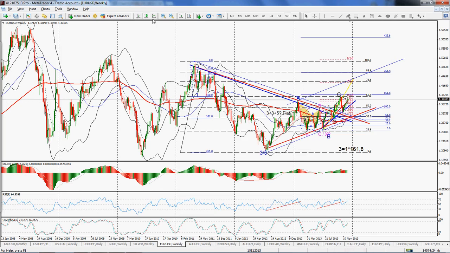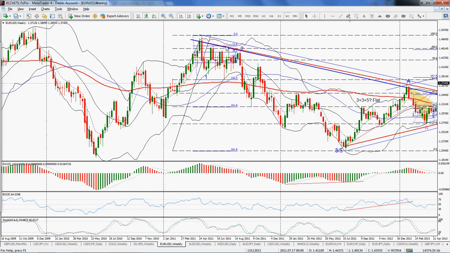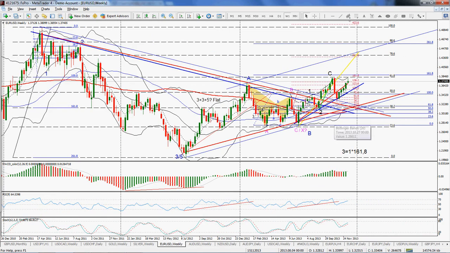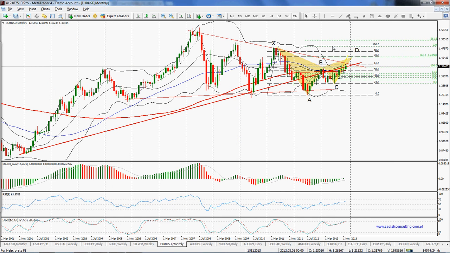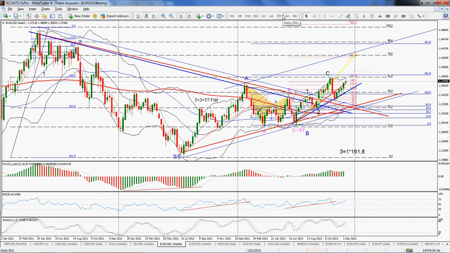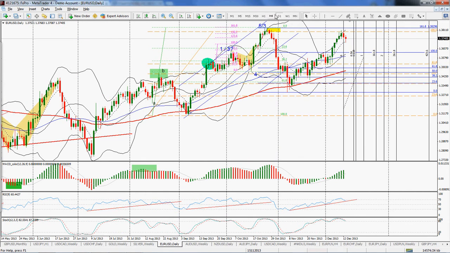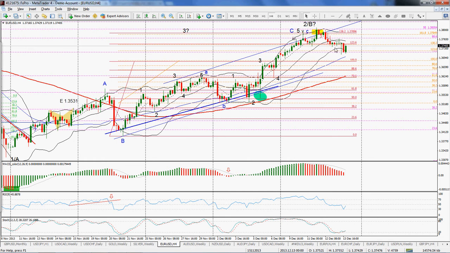That would mean that this count will be continued. This count 1, 2, 3, 4. I mean this will be A, B and C for 4 and then 5 to the upside, and then we'll have this right arm completed, most probably. Okay, this is one of my scenarios. But coming back to the situation right now here, yeah, so we had the reversal here.